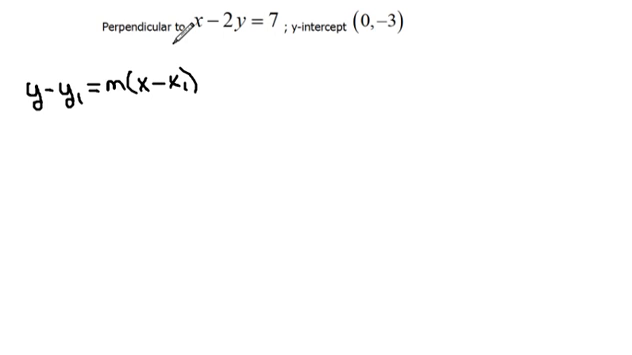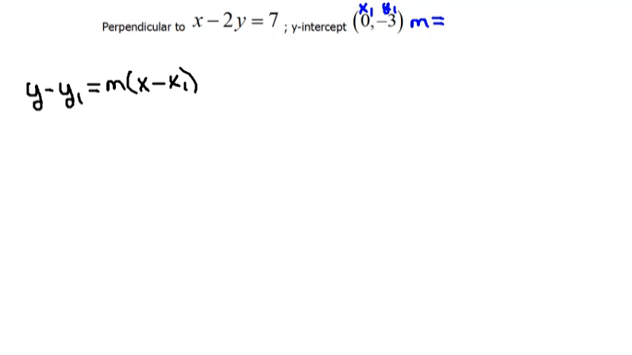Now they've told us that our line is supposed to be perpendicular to this line and have a y-intercept at (0, -3). Well, they said a y-intercept, but you know, that's really just a point. It's a special point, but it's just a point. That's still an x1, y1, and we still need the slope in order to be able to write our equation.